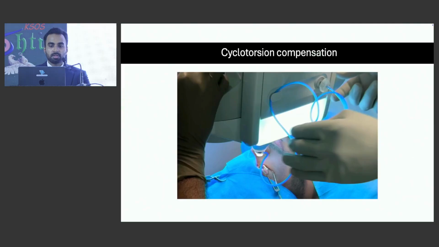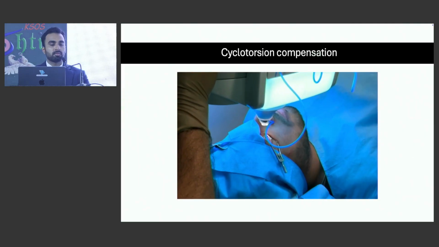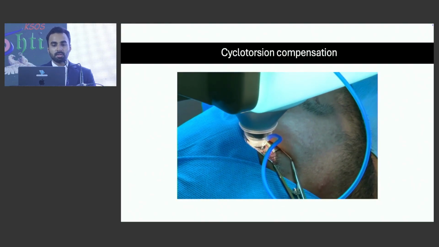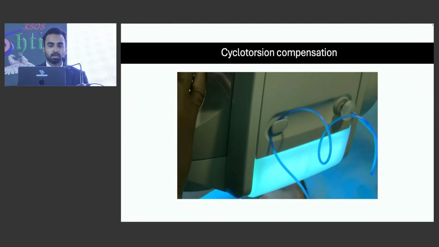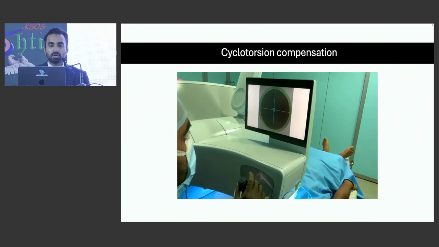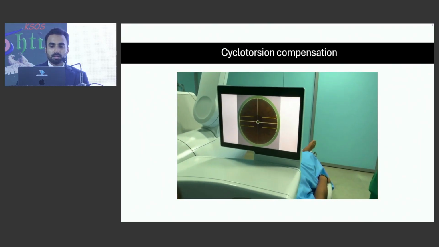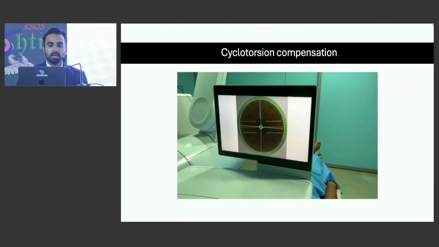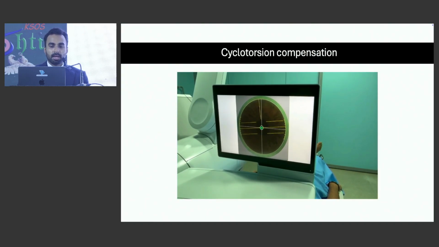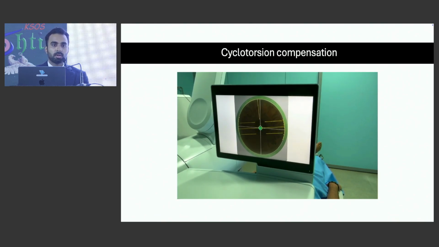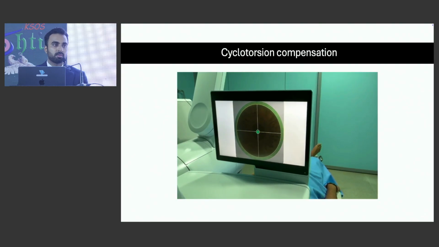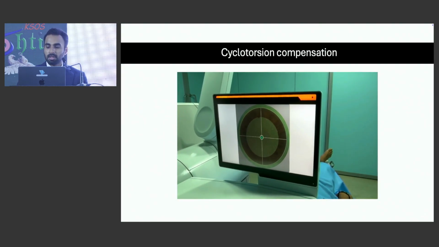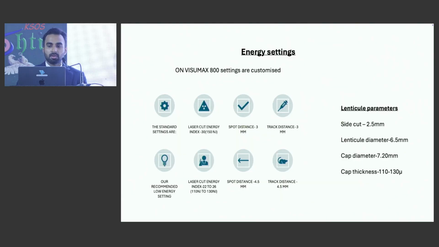Cyclotorsion compensation is now also automated in the VisuMax. Here I'm using the VisuMax platform and doing the cyclotorsion compensation. After docking, you can align the reticle with the marks that you have made at the slit lamp in the 0-180 axis. So any amount of cyclotorsion can be very easily compensated. As of 6 months ago, even this has been updated where you just have to dock and it auto aligns according to the iris marks. If you have the IOL Master, this can be done. So this part is also very well taken care of.